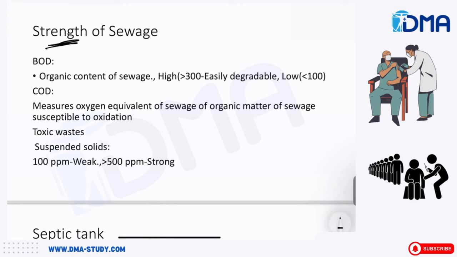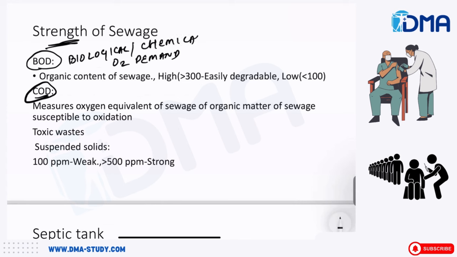And based on strength of sewage, I want you to know about two things. What is BOD? BOD is biological oxygen demand. While COD is chemical oxygen demand. So what is the question here?